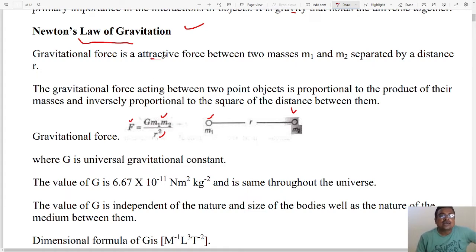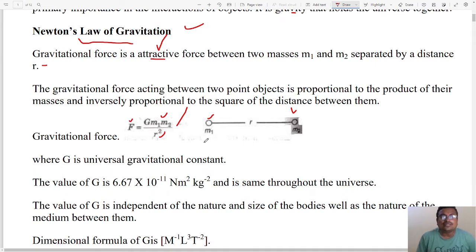Is gravitational force repulsive or attractive? Electromagnetic force, the force between charged particles, is attractive and repulsive. But the force of gravitation is only attractive; there will be no repulsion. It is attractive between two masses m1 and m2 separated by a distance, whether considered as r or d. The gravitational force acting between the two points is directly proportional to the product of masses and inversely proportional to the square of the distance between them. What does it mean?